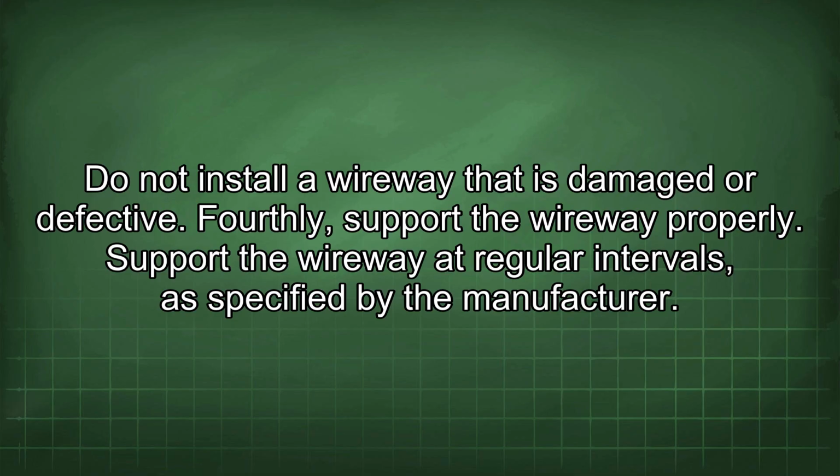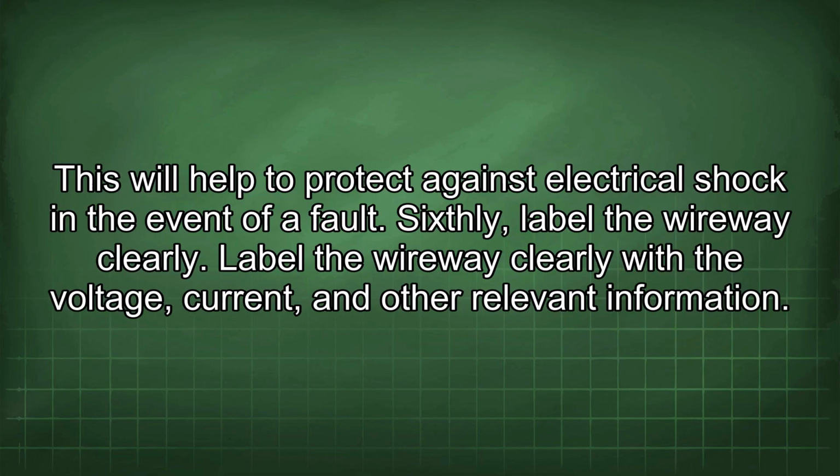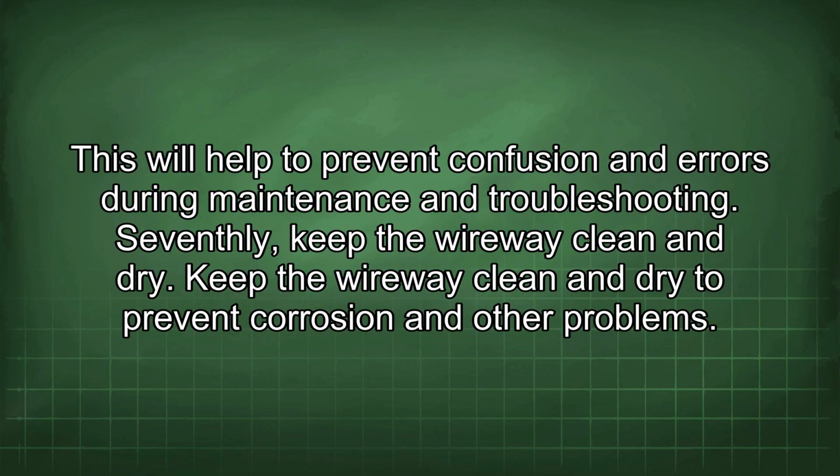Fourthly, support the wireway properly. Support the wireway at regular intervals, as specified by the manufacturer. This will help to prevent the wireway from sagging or becoming damaged. Fifthly, ground the wireway properly. Ground the wireway in accordance with the NEC and local electrical codes. This will help to protect against electrical shock in the event of a fault. Sixthly, label the wireway clearly. Label the wireway clearly with the voltage, current, and other relevant information. This will help to prevent confusion and errors during maintenance and troubleshooting.